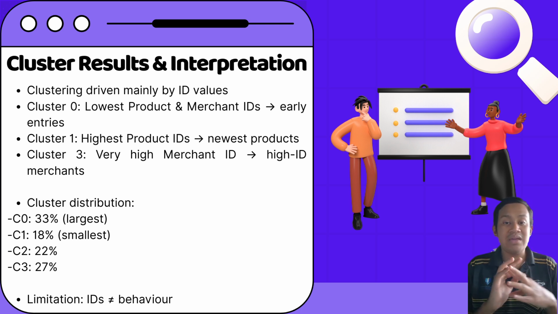Overall, simple K-means successfully grouped the data, but the result mainly reflects data ordering rather than meaningful product behavior.